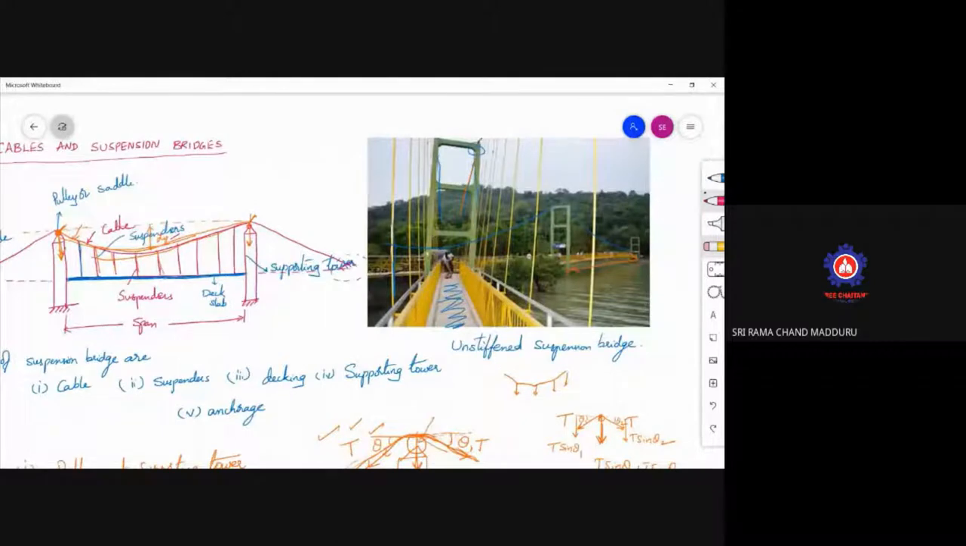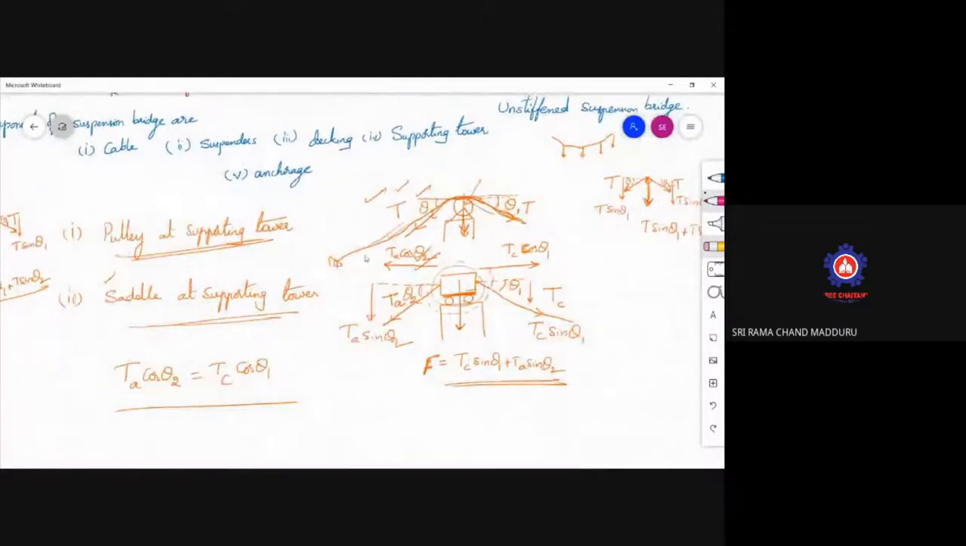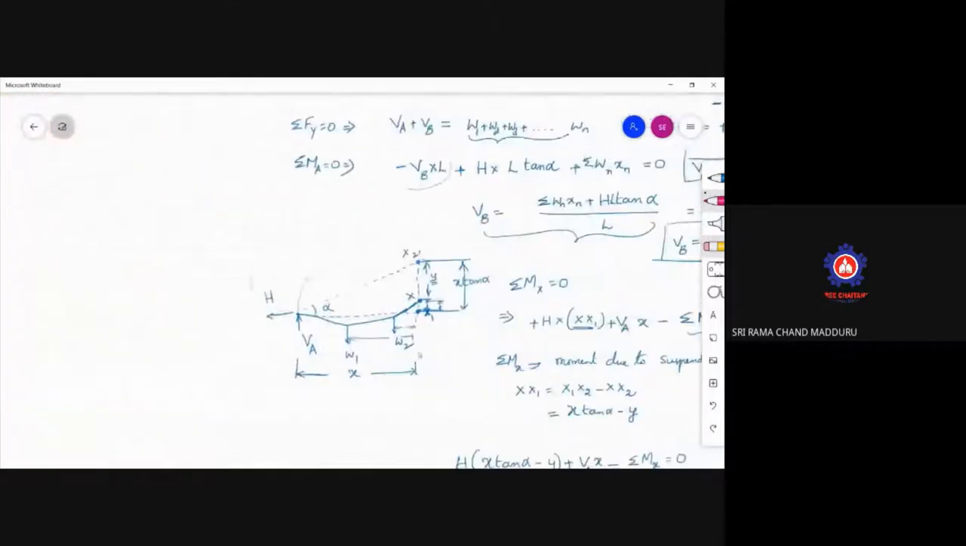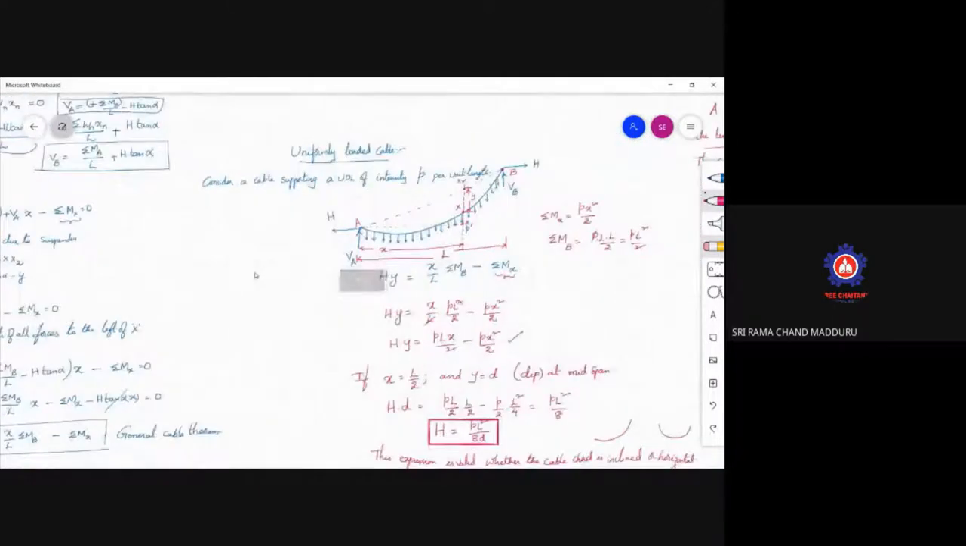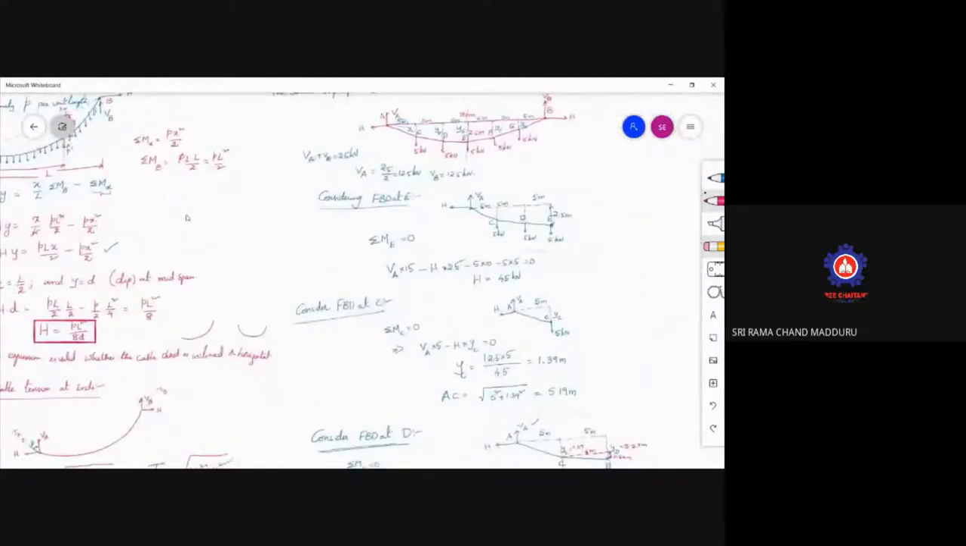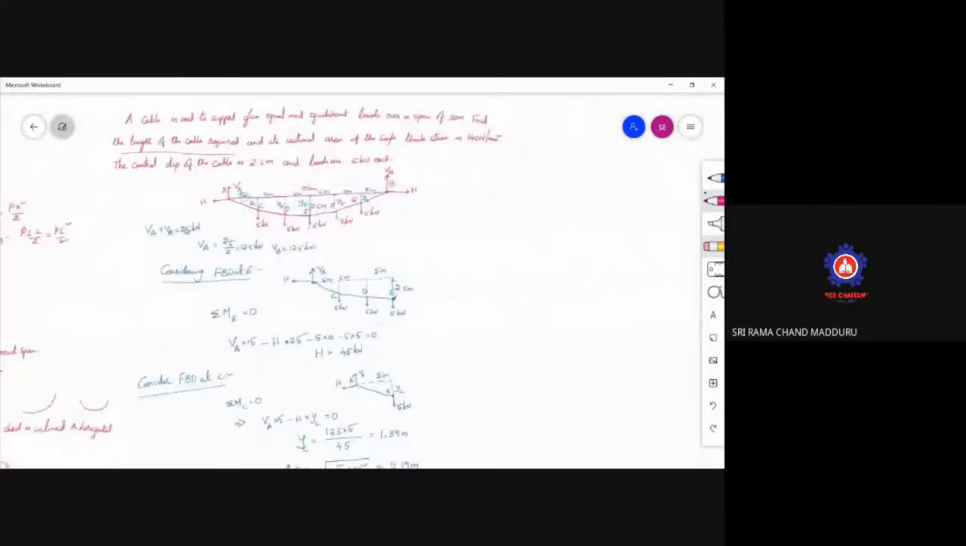Now we have seen a problem also. We have seen what is the length of a cable, and we also observed this problem. Just see this problem: a cable is used to support 5 equal and equidistant loads over a span of 30 meters. So for this problem, we calculated the overall length of the cable as well as the cross-sectional area, if the cable has a tensile stress of 140 newton per mm square. Now I will give you another problem similar to this one. Now we'll try to solve that.